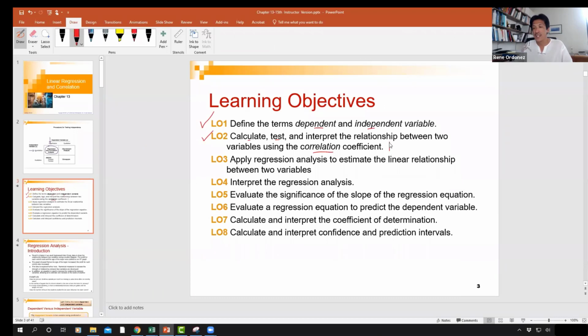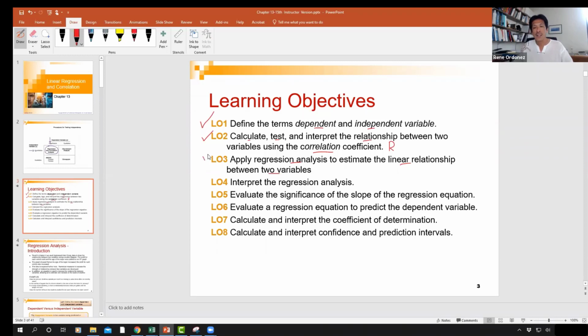Now, the symbol that we will be using for the correlation coefficient is R. We'll define later what a correlation coefficient is, and what kind of values we would expect as a way of measuring the strength of correlation between X and Y, between the independent variable and the response variable. And then we will apply regression analysis to estimate the linear relationship between 2 variables.